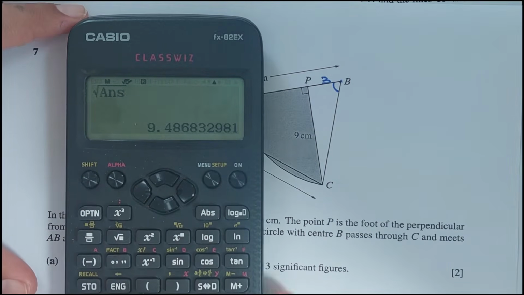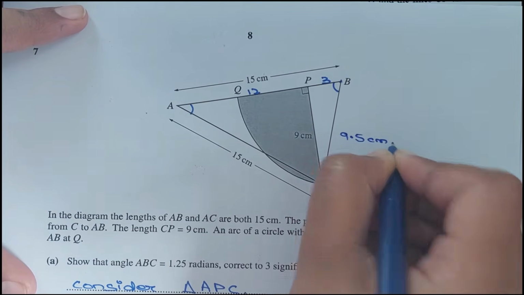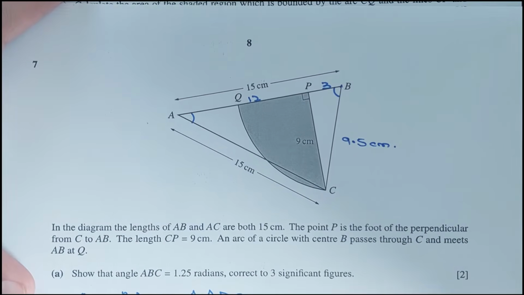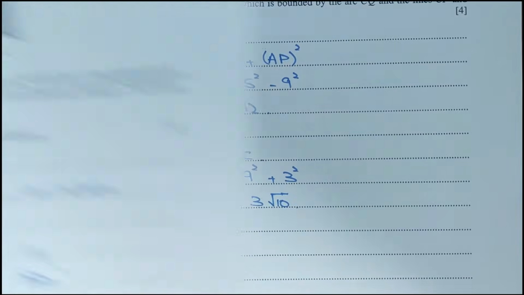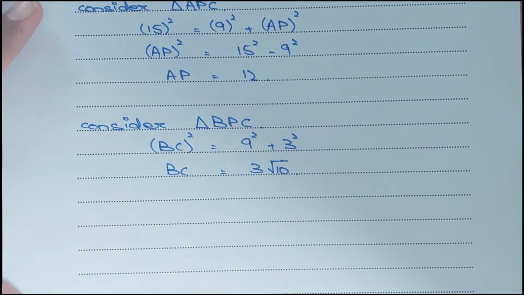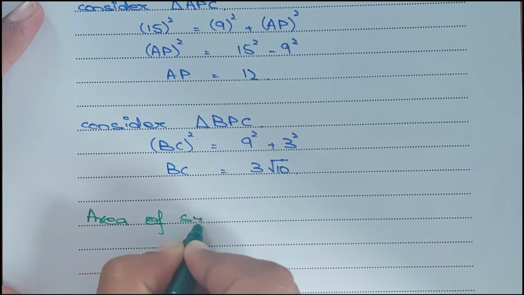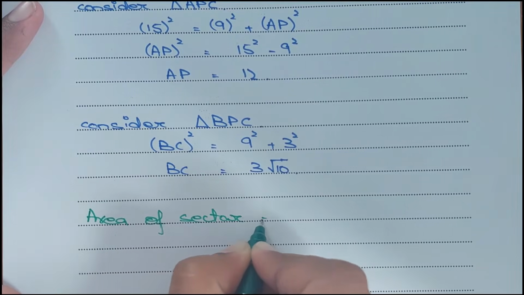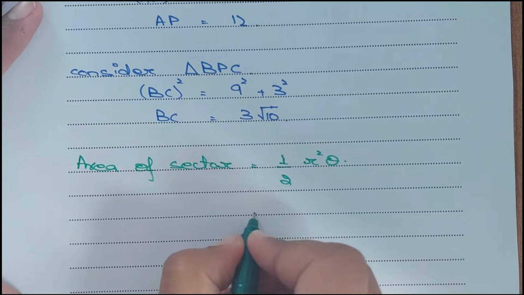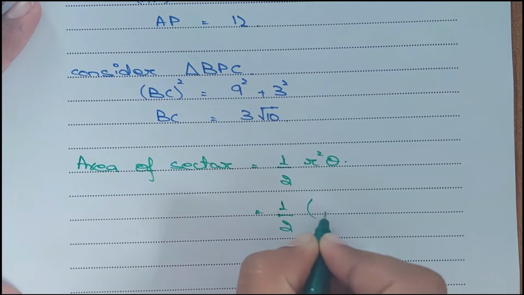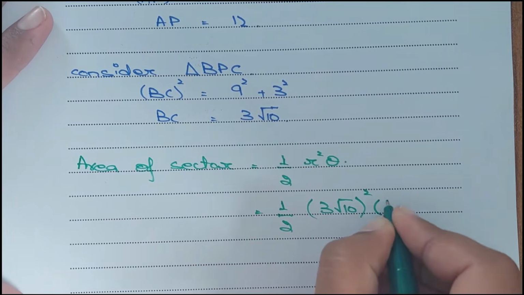This is about 9.5 centimeters, and 9.5 is the radius. Now let me find the area of the shaded region. First we need the area of the sector of a circle with center B, which is half r squared theta. So we have half, the radius is 3 square root of 10, all squared, and theta is angle B, which is 1.25.